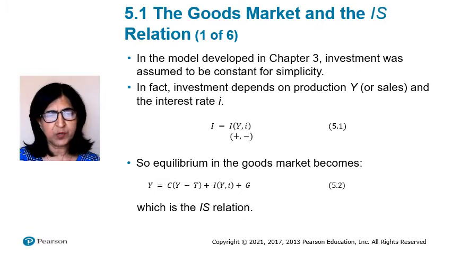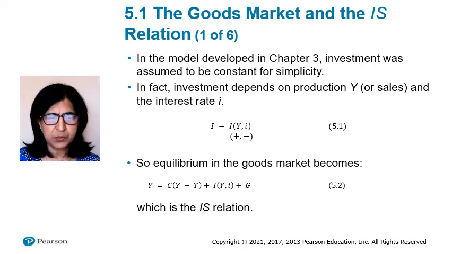Section 5.1, the goods market and the IS relation. In the model developed in Chapter 3, investment was assumed to be constant for simplicity. In fact, as equation 5.1 below shows, investment, represented by uppercase I, depends on production Y or sales, and the interest rate, represented by lowercase i.